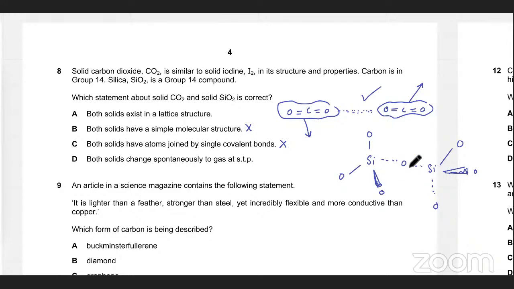I mean, ये तो spontaneously, it has a very high melting point. तो ये भी गलत है. Carbon dioxide obviously has weak intermolecular forces. Those they can be easily broken.